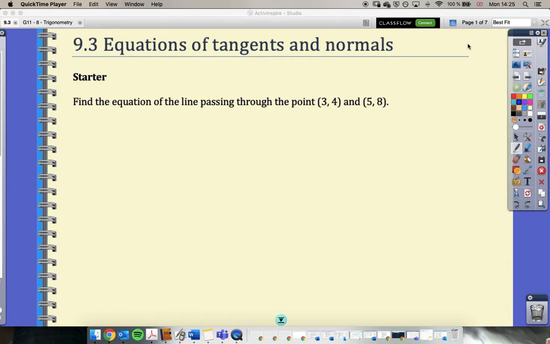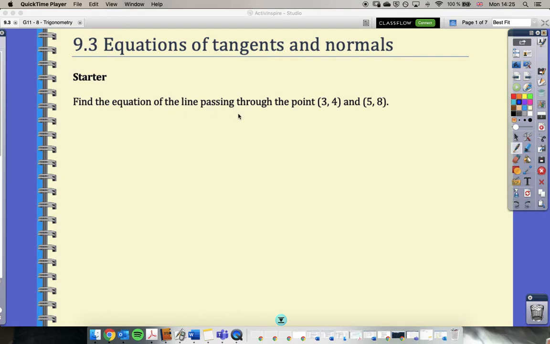Today we will be putting the power law that you practiced last lesson into practice, and we're going to be looking a little bit at tangents and normals. We will discuss what we mean by a normal line if you haven't come across that before. I'm sure you're familiar with the idea of a tangent. First of all, here's the starter.